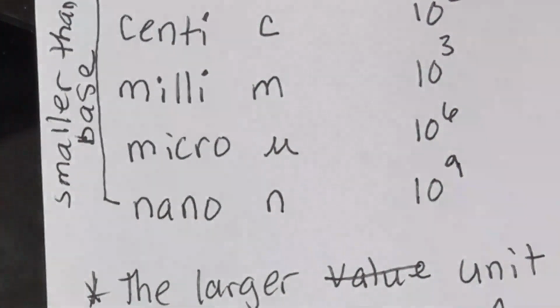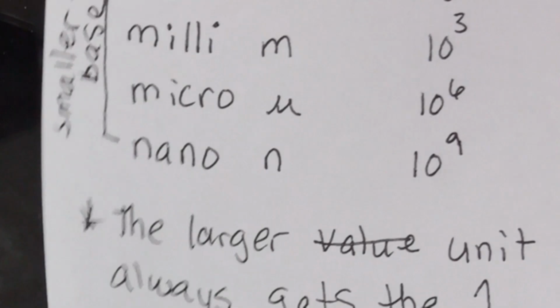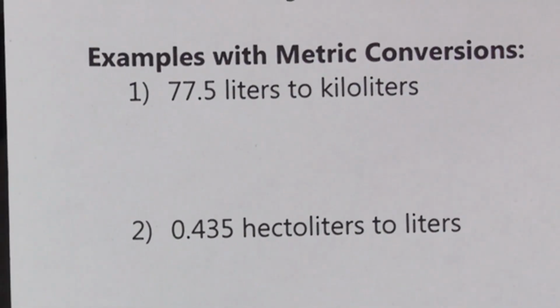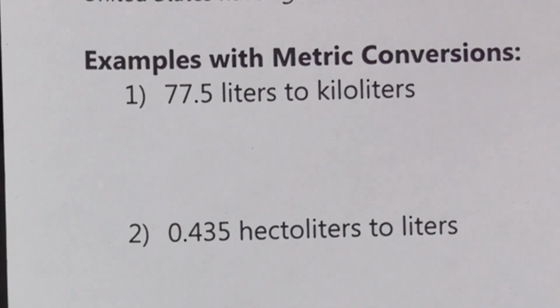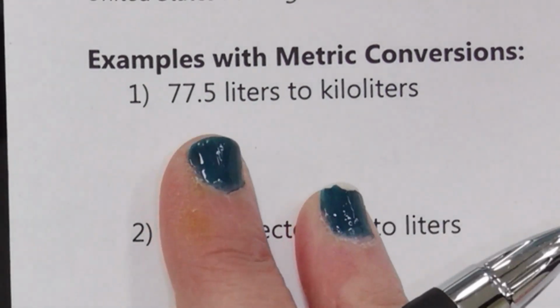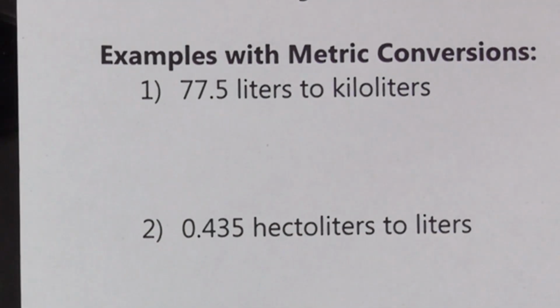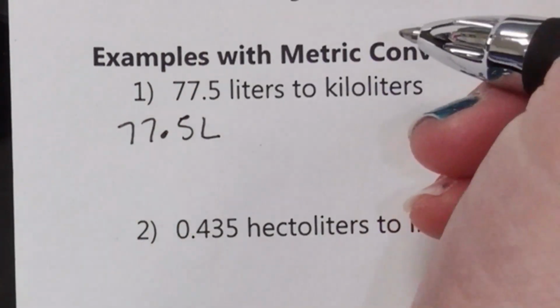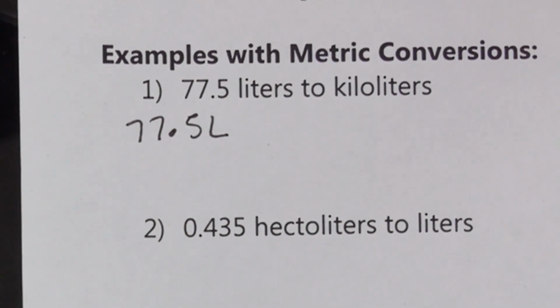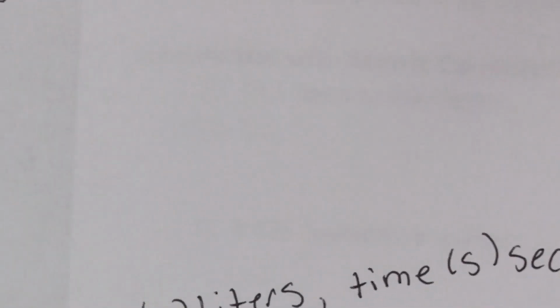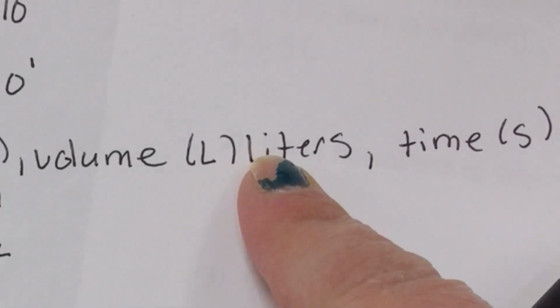So we're going to come over to our worksheet. And we're going to look at some metric conversions. 77.5 liters to kiloliters. So in this worksheet, we are going to write what we are given, which is 77.5 liters, and liter is a capital L. All right, and that's how we measure volume, okay? So liter is a capital L.